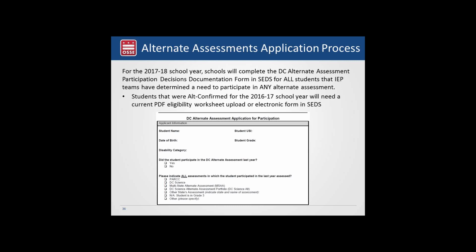You just need to make sure that the eligibility criteria worksheet is uploaded into SEDS and is easy to find for when the OSSE team goes to look for it. Again, this is if they already have yes on their IEP and were confirmed last year. Just make sure that worksheet is available and obvious to find in SEDS, and then no action is needed at this time.